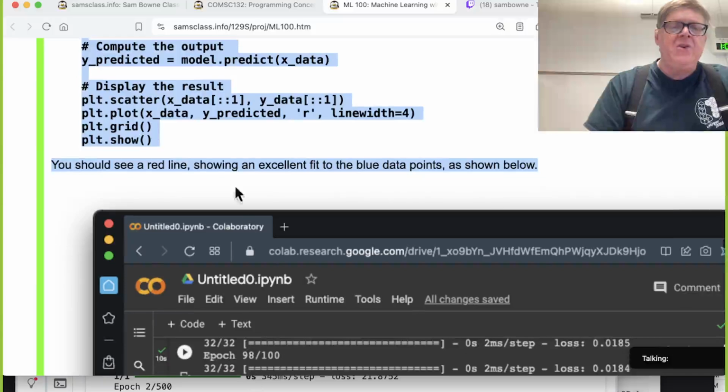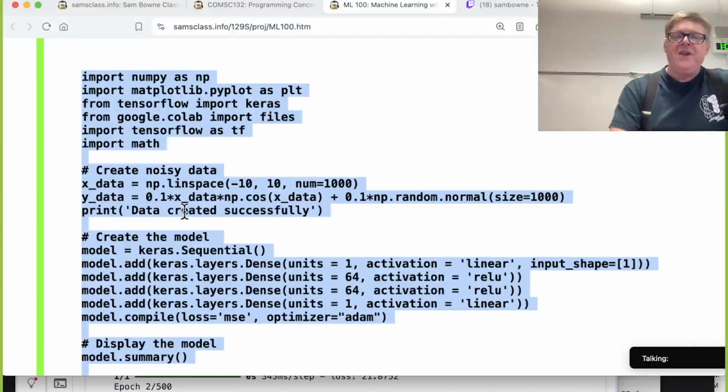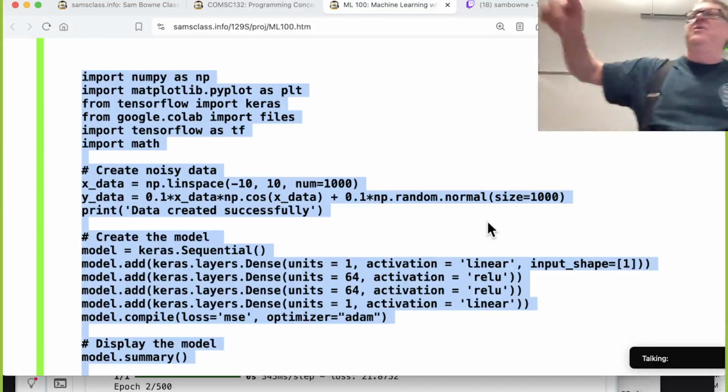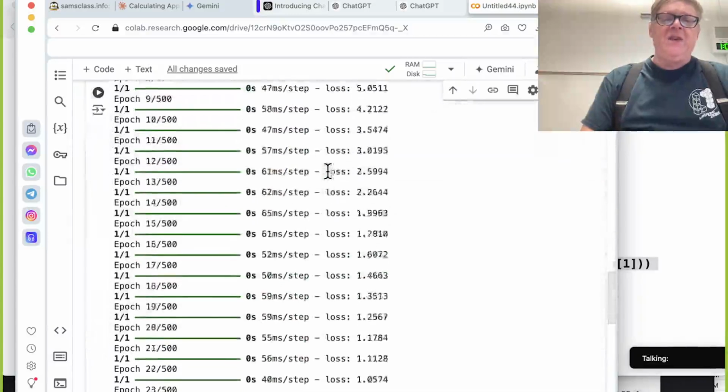And so, to get a curve to fit, what I did was I just took 0.1 x times cosine x, plus some random noise. So it's going to be a wavy curve that'll have a little bit of shape to it, and much more complicated than trying to fit a straight line.